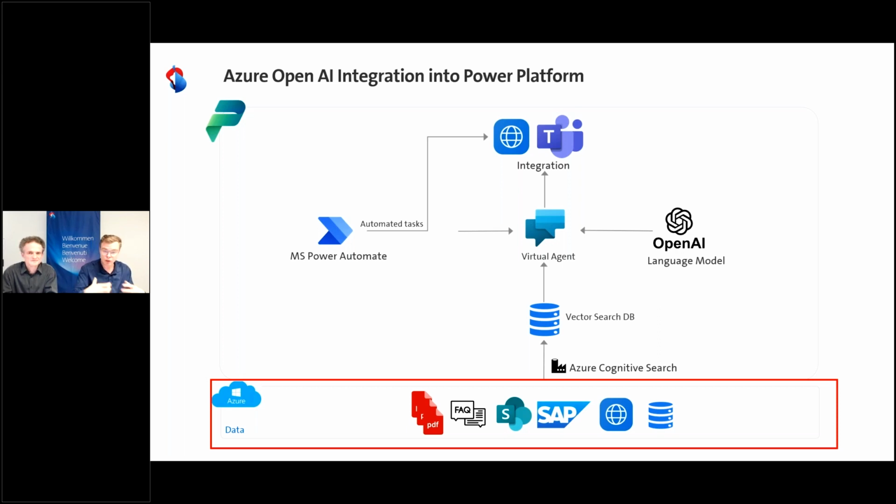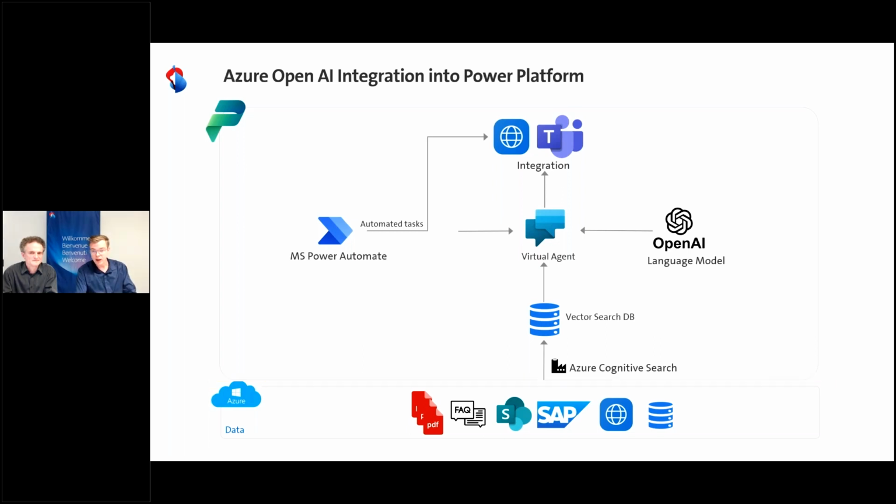As in the picture I showed you before, you can actually use the data to work with. So what is happening afterwards? Afterwards, we're going to Azure Cognitive Search. It's a service from Azure. And with Cognitive Search, we can actually use the data and, as shown before, create this vector search database.